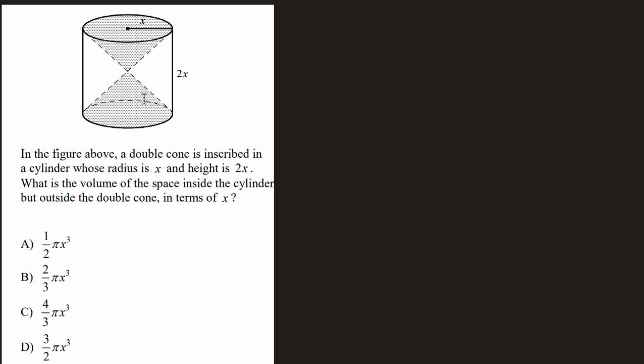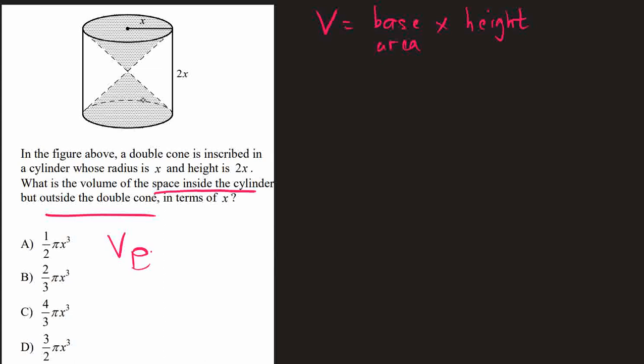Now volume of cylinder is again the same: base area times height. This is the formula for all 3D shapes, base area times height. So first we have the idea that the space inside the cylinder but outside the double cone is the volume of the cylinder minus the volume of the double cone. The double cone is like this. Then we'll get the volume of the space.